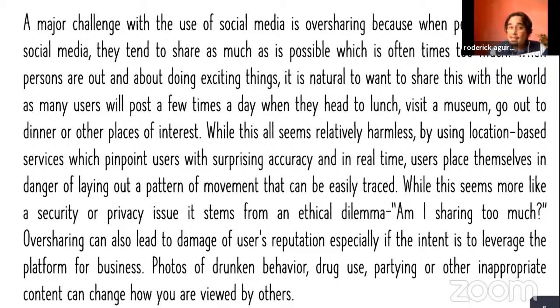Because other people will not understand you the way you wanted them to understand your message. So oversharing can also lead to damage of user reputation, especially if the intent is to leverage the platform for business. Many people do this. So, photos of drunken behavior, drug use, partying, or other inappropriate content can change how you are viewed by others.